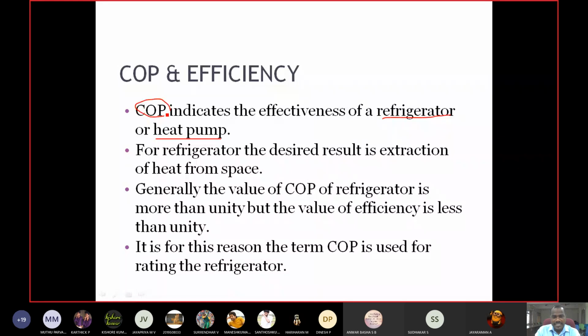For a refrigerator, the desired result is extraction of heat from the space, right? So that is the output. Generally, the value of the COP of a refrigerator is more than unity, right? We get efficiency as a percentage, that is, less than unity, but in terms of COP we can get more than unity. Because of that they introduced the word COP. So it is for these reasons that the term COP is used for the rating of refrigerators and also heat pumps.